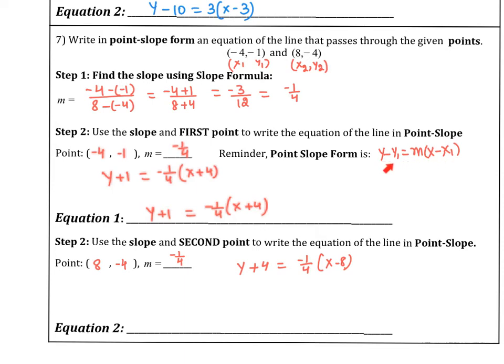And the slope is -1 over 4. The formula for point slope is y minus y1 equals m times x minus x1, where x1, y1 is the point that we chose, (-4, -1). If they're already negative, then we're going to use the opposite sign, that is y plus 1 equals -1 over 4 times x plus 4. First equation is this one, and for the second equation, same formula, but we're going to use the point (8, -4). Slope is -1 over 4, so it's going to be y plus 4 equals -1 over 4 times x minus 8. So that's the second equation.